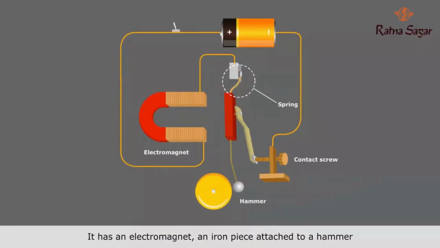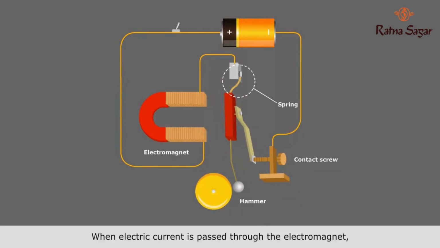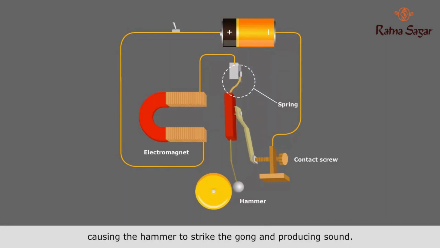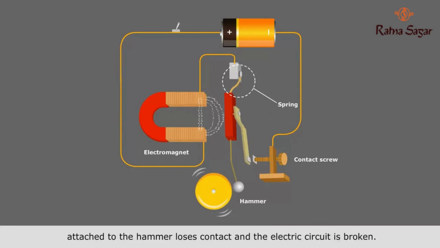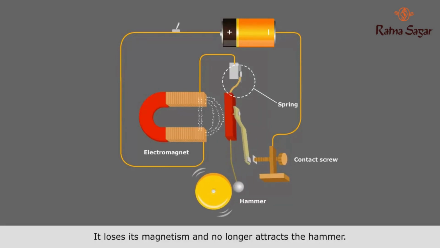It has an electromagnet, an iron piece attached to a hammer at one end and a spring at the other end. When electric current is passed through the electromagnet, it attracts the iron hammer towards itself, causing the hammer to strike the gong and producing sound. At the same time, the end of the iron rod attached to the hammer loses contact and the electric circuit is broken. Current does not flow through the circuit and the electromagnet is turned off. It loses its magnetism and no longer attracts the hammer.